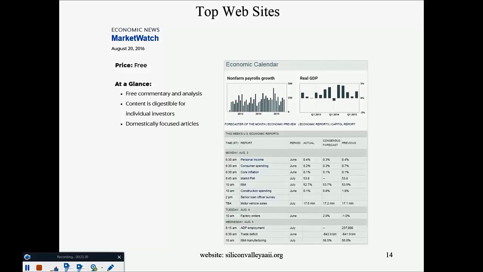If you were to take a look at this, they've got a calendar, for example, of personal income and consumer spending and inflation and supply managers, construction spending, etc., to give you some idea of what's going on in the economy. They've got a chart up here of payroll growth versus GDP growth. So it is a good economic site.